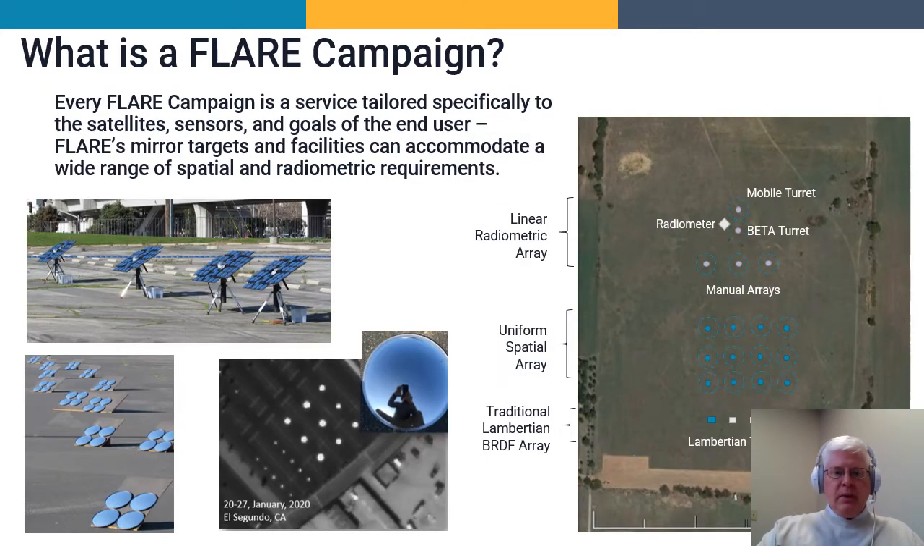So to provide a little bit more visual aspect of what that looks like, what we have laid out here is some pictures from prior campaigns showing different types of mirror arrays and also what those look like from satellite imagery. And then also what the layout of a typical array might be, where we have automated turrets and the radiometer, as well as manual arrays, and perhaps even Lambertian targets laid out to provide some radiometric baselining or perhaps some BRDF capability, which I'll talk about in a bit.